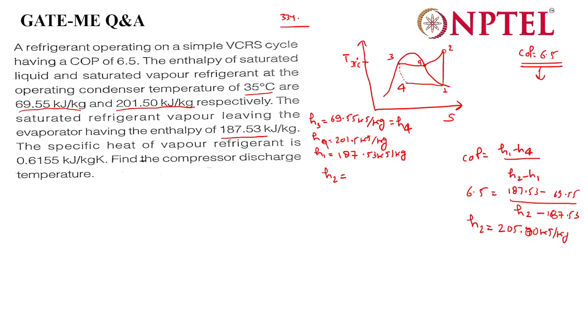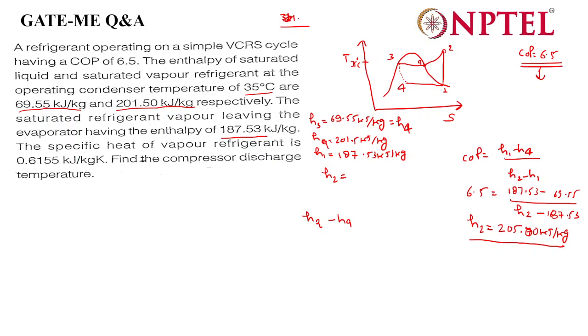Kilojoule per kg. So, sir, 314.793 is the answer. 314, right? Yes, sir, 314 is correct. So now you know the H2 value. If you know H2 and this value also, H2 you know and HA you know.